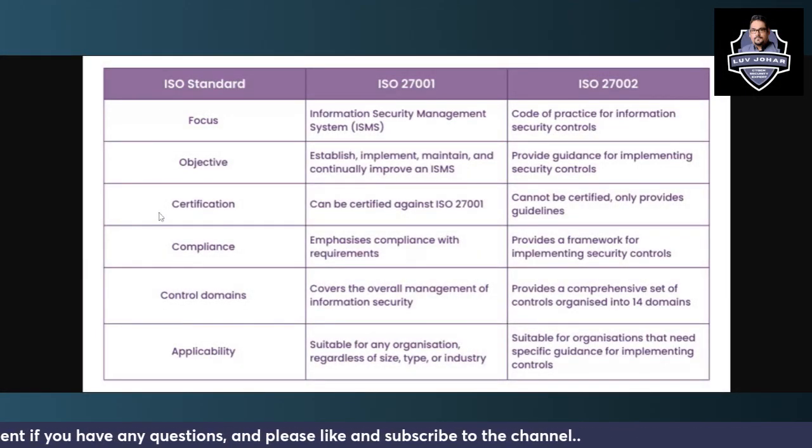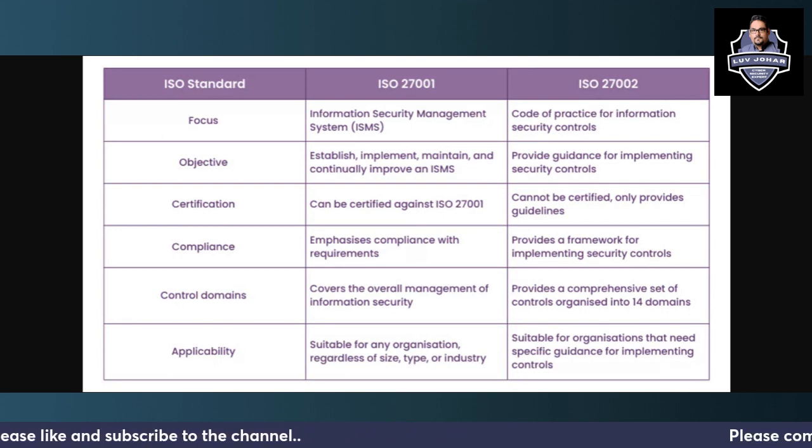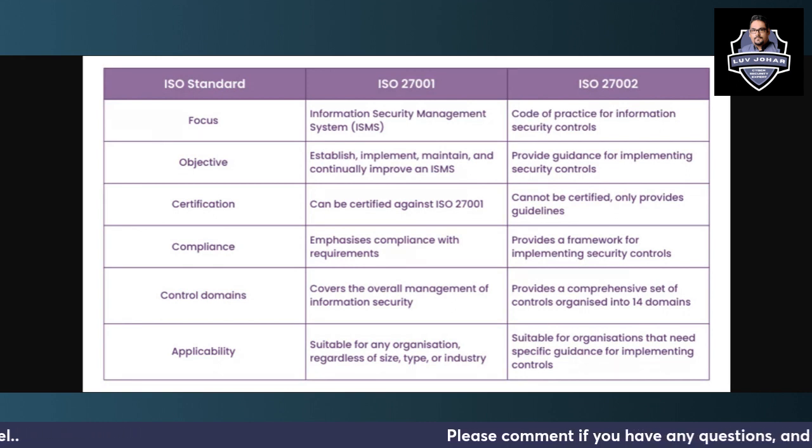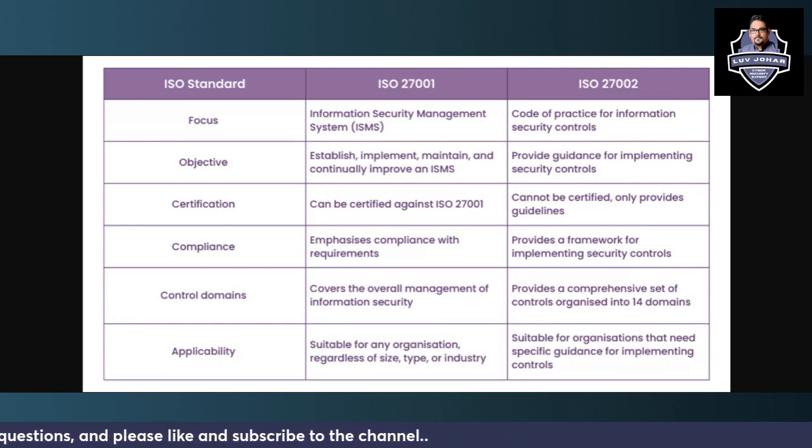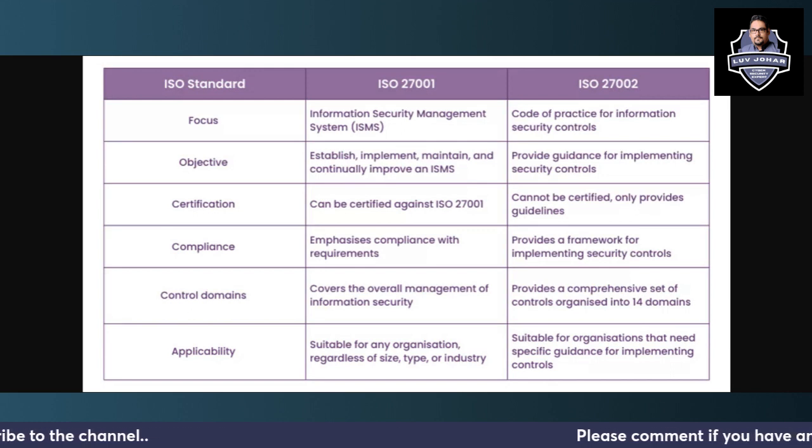So for ISO 27001, the primary focus is basically the information security management system. It basically talks about the ISMS, and it makes sure that you understand the requirements of the ISMS. It specifies all the requirements for establishing, implementing, maintaining, and continually improving the information security management system.